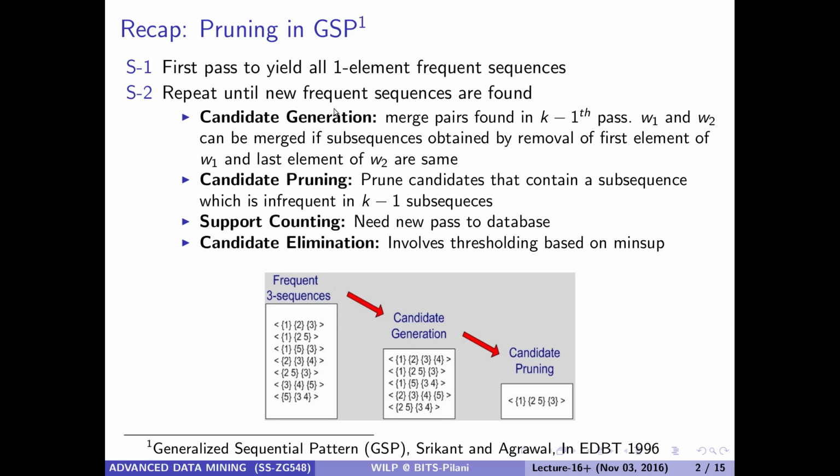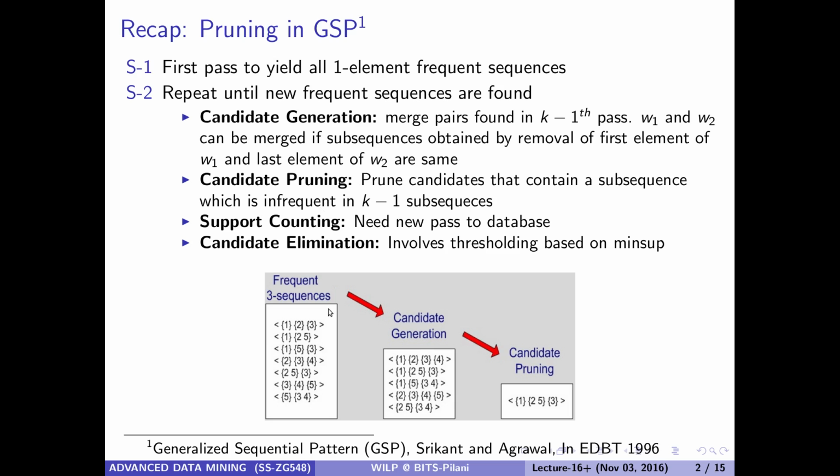The first step was candidate generation, where with the k-1 sequences you are going to generate the k sequences. While doing this, you take 2 subsequences w1 and w2 and merge them. The method for the merging was this: if the subsequence obtained by removal of the first element of w1 and the last element of w2 are the same, then you join them and create a new candidate subsequence.